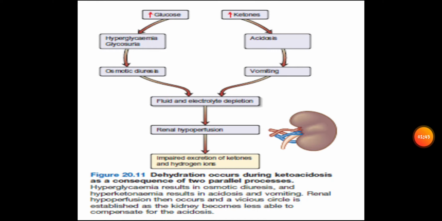So this is basically a diagram that's showing how we get impaired excretion of ketones and hydrogen ions. So increased glucose leads to hyperglycemic glycosuria, which leads to osmotic diuresis, which leads to fluid and electrolyte depletion, as well as increase in ketones leads to acidosis, which leads to vomiting, which leads to fluid and electrolyte depletion, due to the renal hypoperfusion, and which leads to impaired excretion of ketones and hydrogen ions.